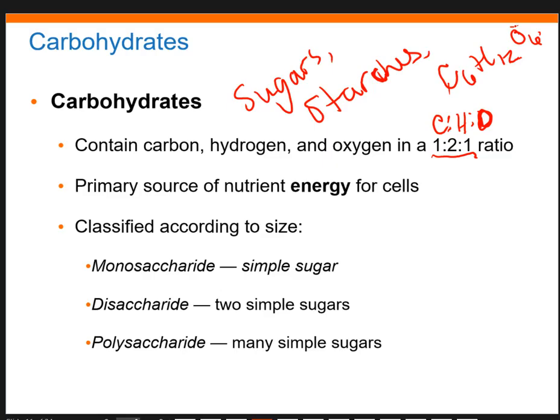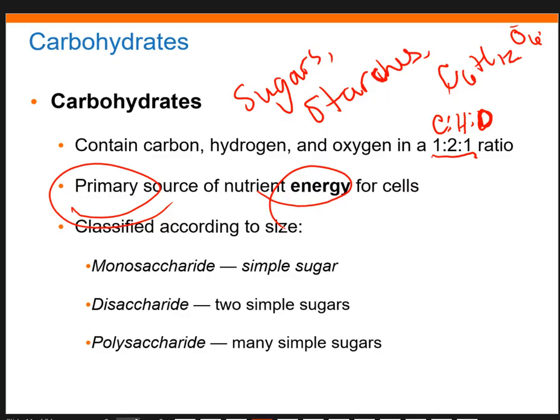Carbohydrates, like sugars and starches, are the primary source of energy for our cells. Our cells use carbohydrates to make fuel, to run the processes that they need to run. Now, our cells can use fats, they can use amino acids, but they prefer to use sugar. Sugar is the easiest thing for the cell to break down for energy.